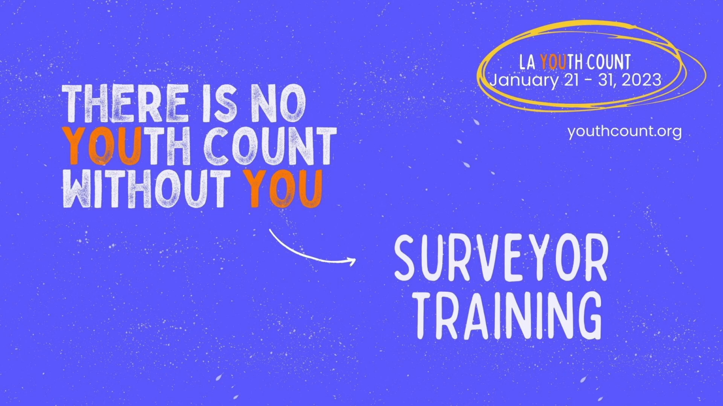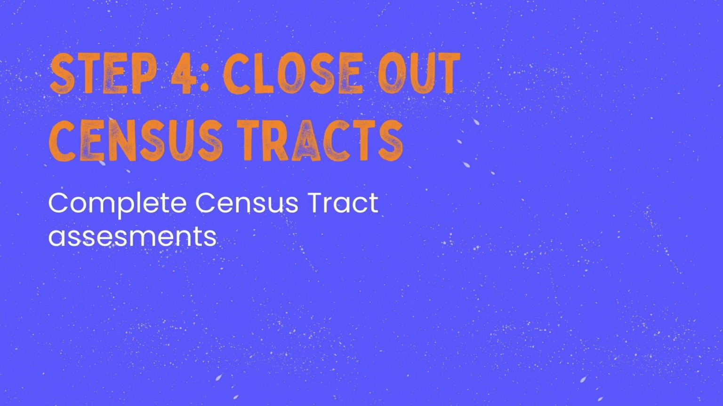This is the final part of the Youth Count Surveyor training. Make sure that you review and watch all previous parts of the Youth Count training. During this part, we will talk about what to do after you are finished surveying all the young people in the census tract that you have been canvassing, and how you will close out census tracts, marking them complete.